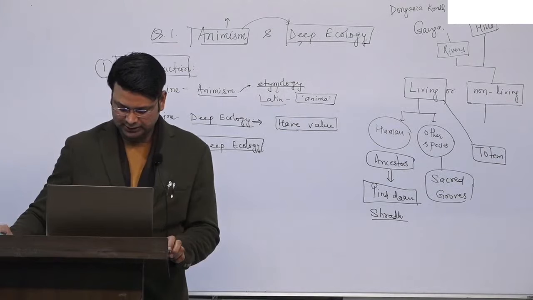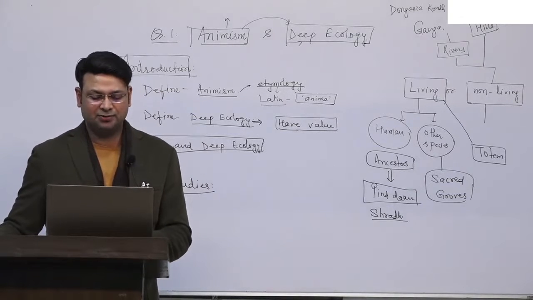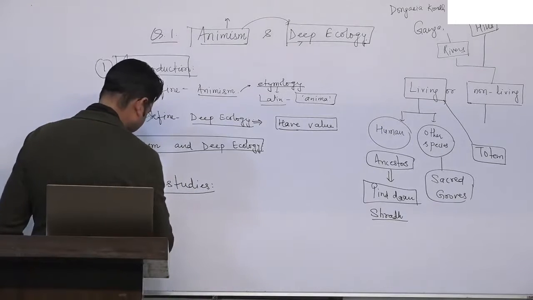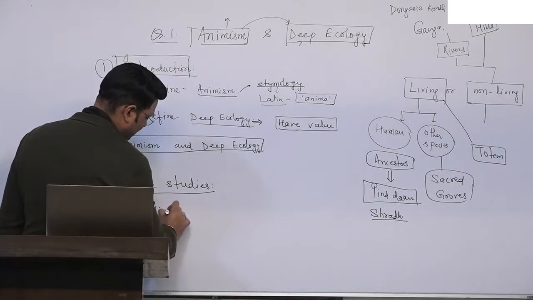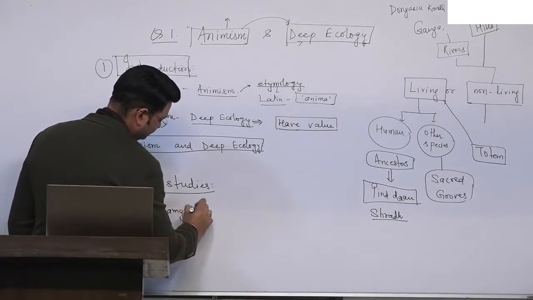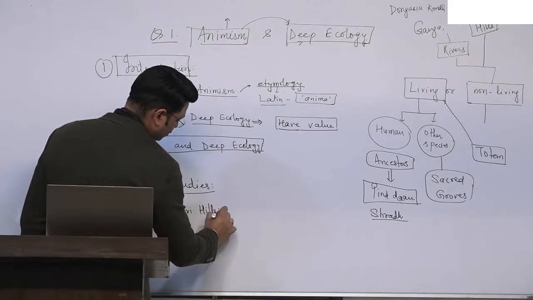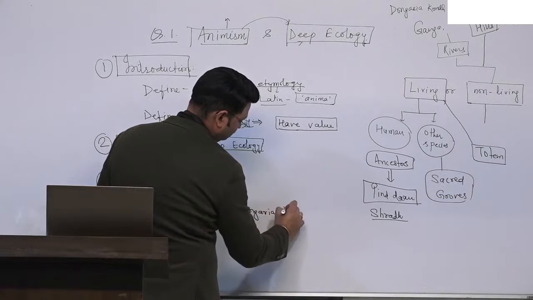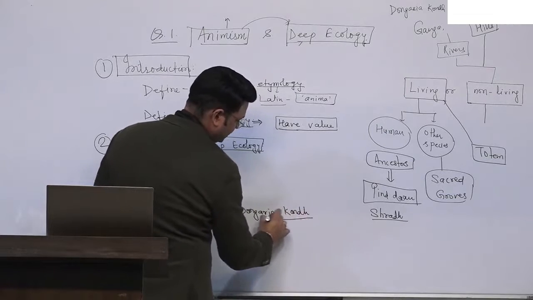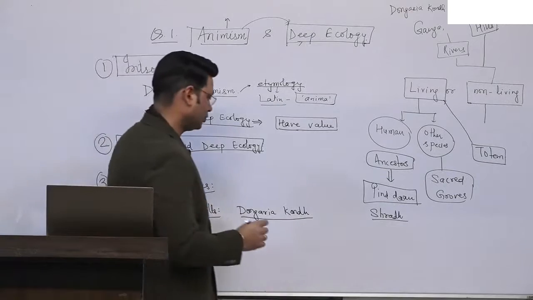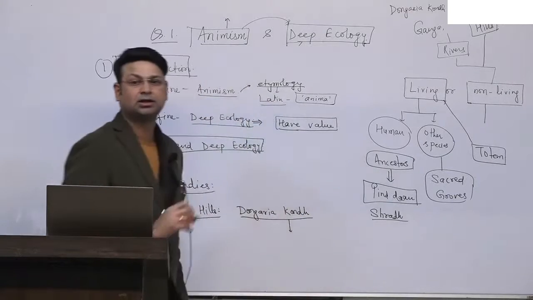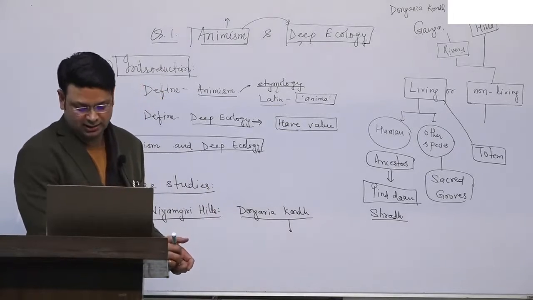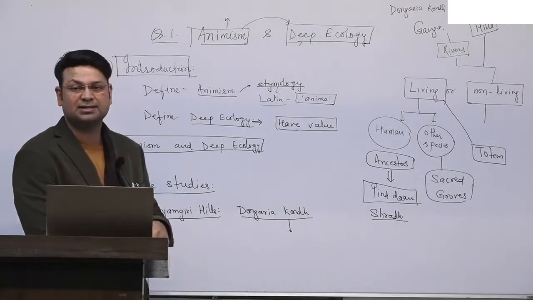So I will not give you many advanced things. You can simply use the case study of the Niyamgiri Hills, where the Dongariya Kond community protested against the copper mining plant by Vedanta, right? And finally, that plant had to be annulled. So that is a very important case study.